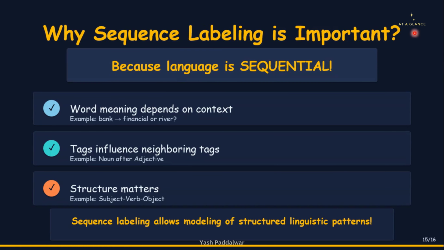Now, why is sequence labeling important? Because language is sequential. Yes, we know that the arrangement of words is sequential, and the sequence has the power to change the meaning, right? So, because of this, sequence labeling is important. Word meaning depends on the context. The tag influences neighboring tags, right? For example, noun after adjective. These are some of the rules. Next, structure matters, right? Subject, verb, object. This structure is always followed in a language. Sequence labeling allows the modeling of structured linguistic patterns. So I hope you also have understood why it is important.